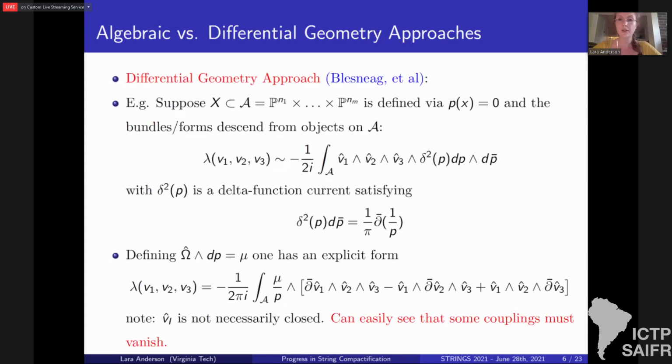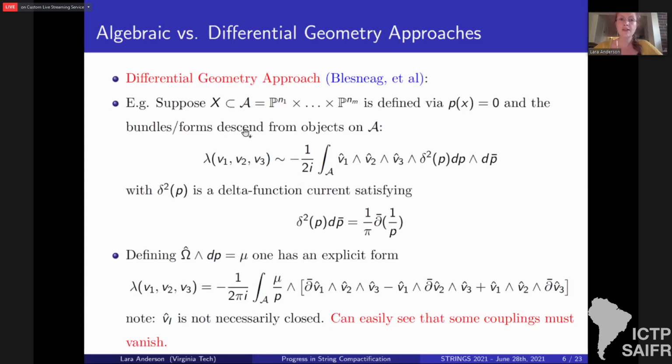And in particular, they were interested in looking at simple manifolds. Blesniak and collaborators, this was Blesniak, Bookbinder, Candelas, and Lucas, were interested in computing these couplings in heterotic backgrounds defined as complete intersections in products of projective spaces. This could be generalized readily to toric varieties, but this was the simple initial class that they were considering.